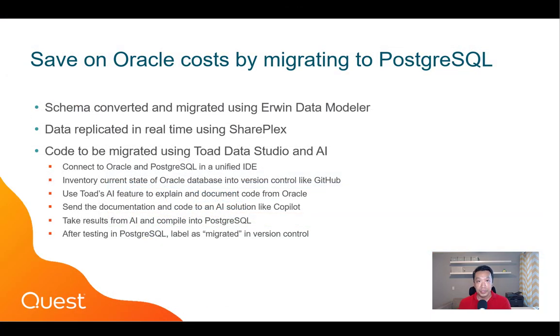So that's how I can use Toad Data Studio to connect and work on both Oracle and Postgres from a single IDE. Be able to track changes using our version control integration, then using AI to explain what my code does in Oracle, bring a copy of my code and that explanation over to an LLM, have that LLM translate that to Postgres code, and then compile it inside of Postgres. I could do all that from inside of Toad. And that's going to save me a lot of time and make this migration process a lot easier.